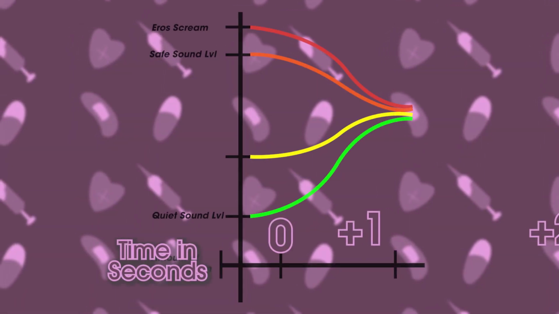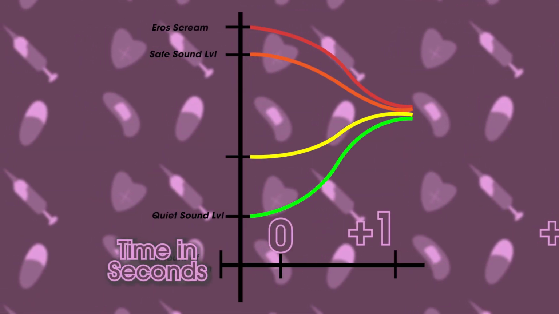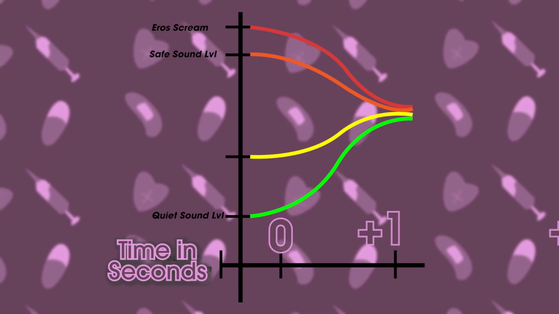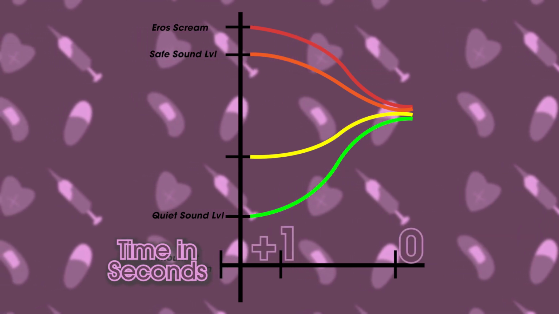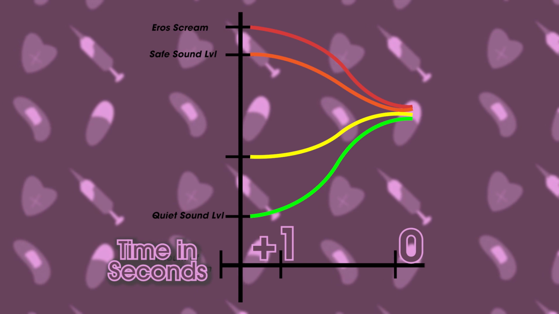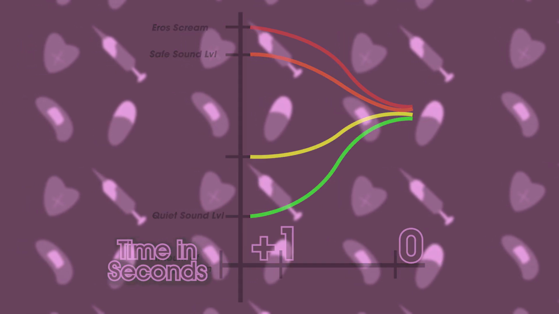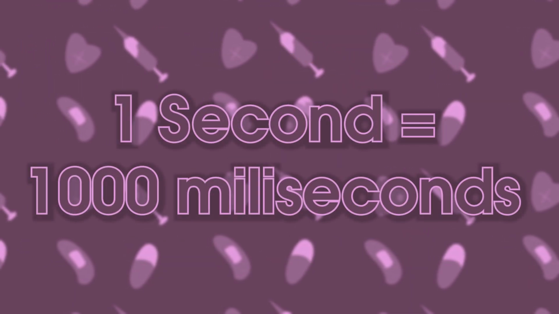Attack is how quickly, in milliseconds, you want the compressor to reach full gain reduction when levels exceed the threshold, while release is how quickly you want the compressor to return to 0 gain reduction after the levels go back down. For reference, 1 second equals 1000 milliseconds.